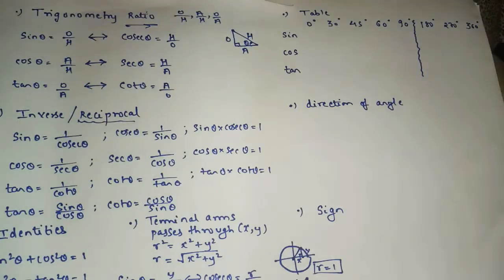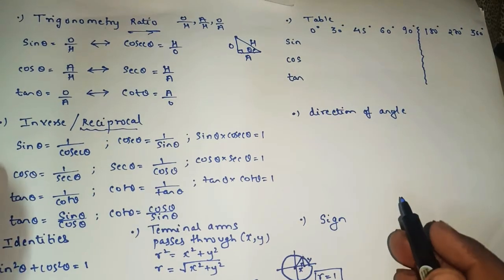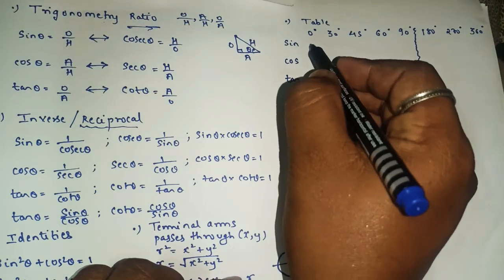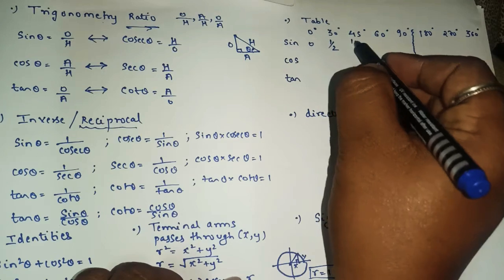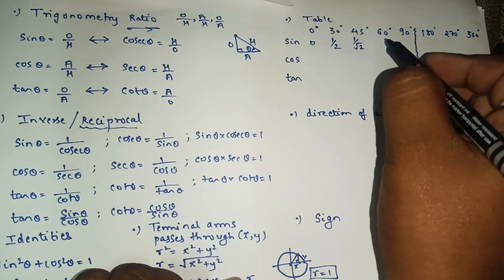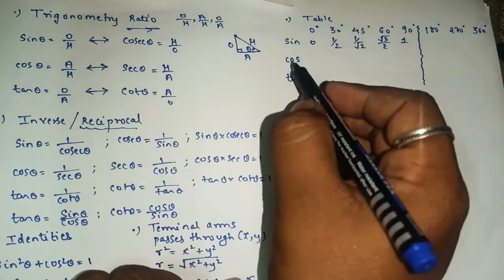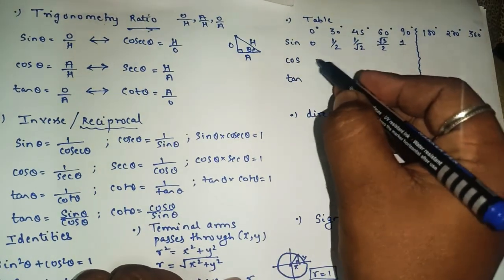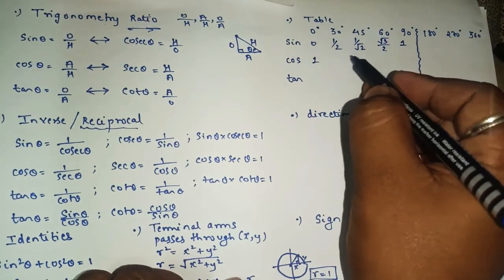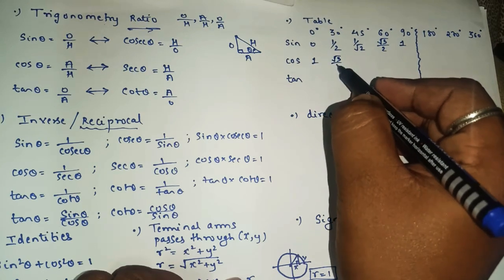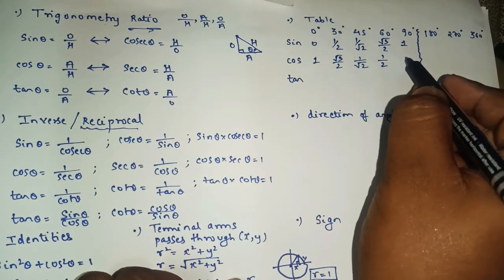So now we'll see. I hope you all know the values till 90. Sine 0 is 0. Sine 30 is half. Sine 45 is 1 upon root 2. Sine 60 is root 3 upon 2. And sine 90 is 1. For cos, just interchange these values. So 1 will come this side, bring root 3 upon 2 here, 1 upon root 2, 1 upon 2 this side, and 0 this side.